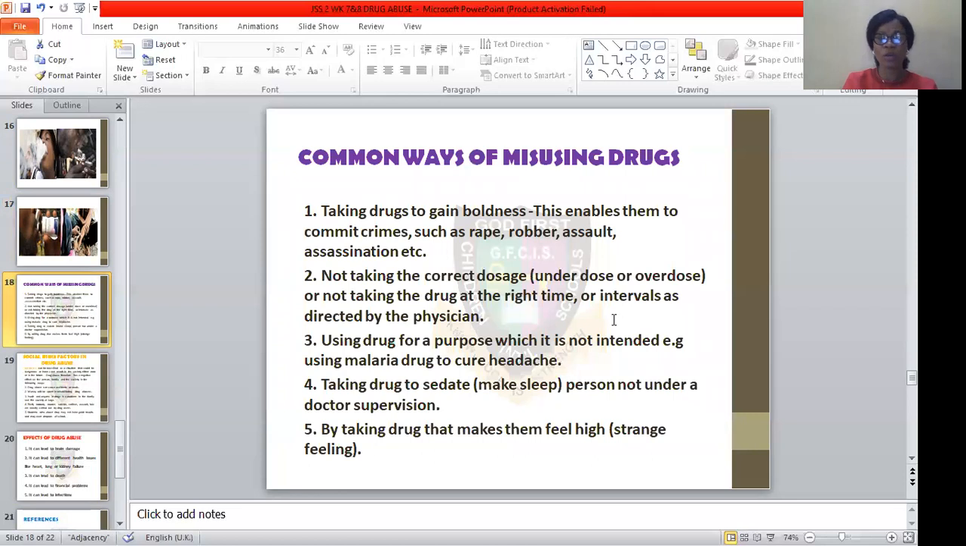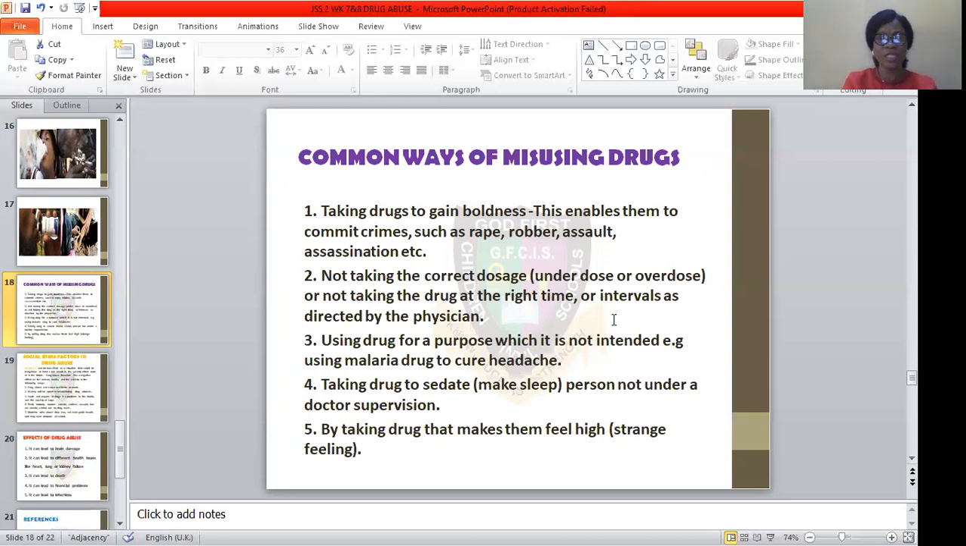What are the common ways of misusing drugs? One, taking drugs to gain boldness. This enables them to commit crimes such as rape, assault, or assassination. When you take drugs to gain boldness, it results in so many things. It can lead you to rape an innocent girl or even a boy. It's not only boys that rape, girls too rape, but it is not common for a girl to rape a boy or the opposite sex.